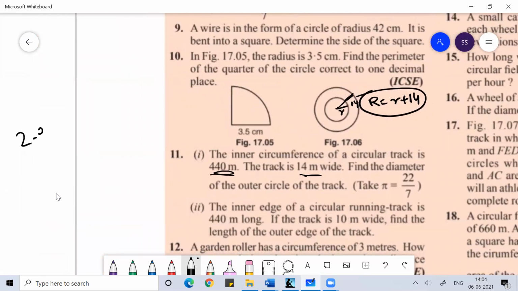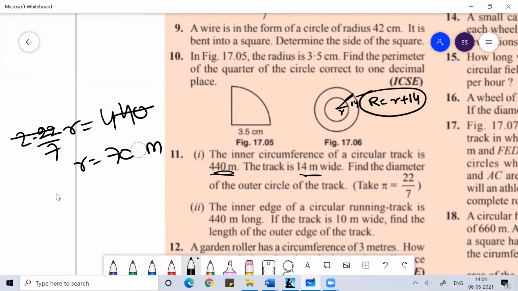How will we find it? 2 into 22 by 7 into r. Sir, 70. Yes, 70 meters. So 70 plus 14, 84. Yes, sir. So the diameter will be the radius 84 into 2, which is 168.